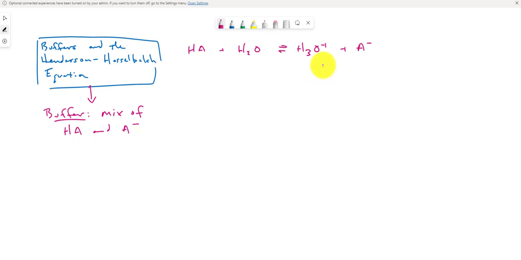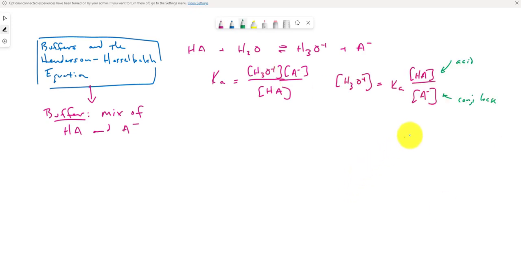HA and A minus. So we can think about the generic dissociation of HA into its conjugate base up here. We could write out an equilibrium expression for that, which we've seen a million times now. It looks something like this. But when we're thinking about the utility of a buffer, then we're really thinking about its pH or its resistance to pH. And so if we want to think about that fully, we should just rearrange this equation in terms of H3O plus, because that really is what pH is. And that gives us the generic form or the starting point for this thing called the Henderson-Hasselbalch equation.